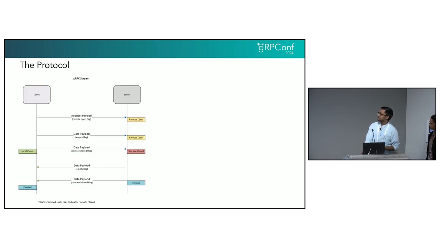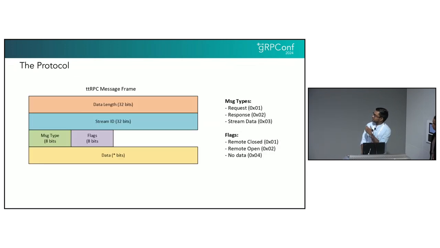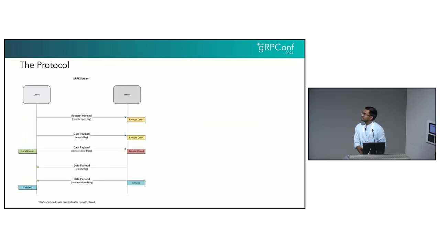So let's understand how this protocol works over a streaming request and response. As you can see, this is for a TTRPC stream where client and server both are doing streaming request and response. In this streaming scenario, the client will first send a request payload, and that will come with a remote open flag. These flags, remote open, remote close, are in the message, where there are two things, message types and flags. Remote open means that whenever the server receives a payload with the remote open flag, for the server the remote is the client, and the client is open for sending more data. So you can simply think of remote open as the server expecting more data. It's open for more data. So you get another payload. If it's an empty flag, it will be remote open.